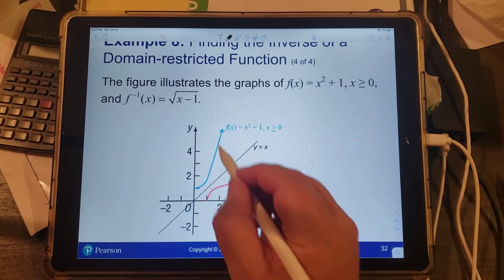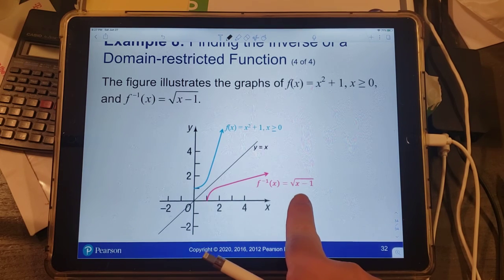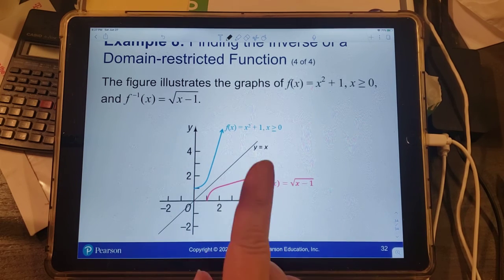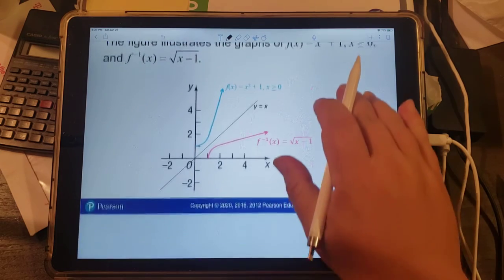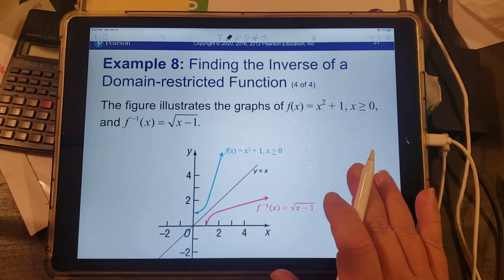This is the original function. This is the inverse of it. By the way, it could have gone the other way around. If we'd started with this function, this would have been the inverse. They're reflective or symmetrical about the line y equals x. And that is the rest of section 6.2, inverses.